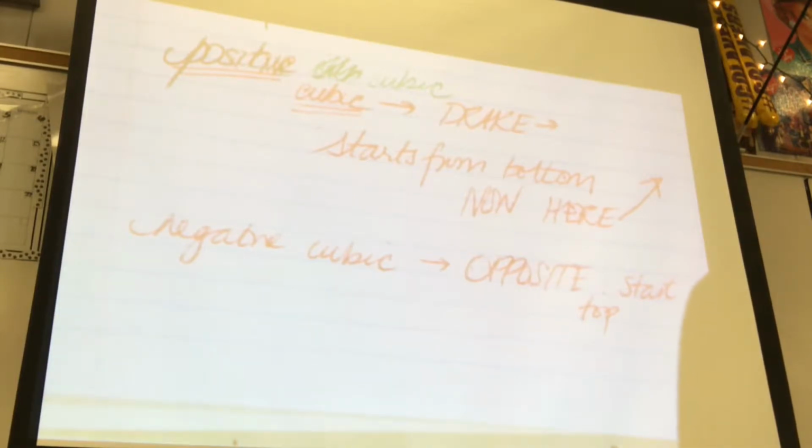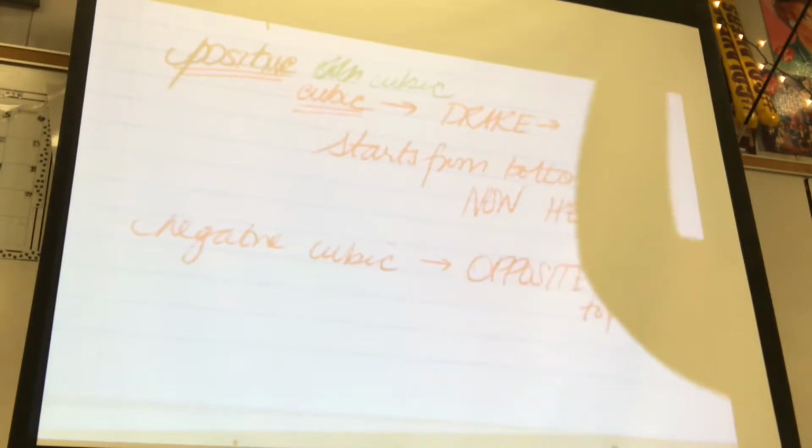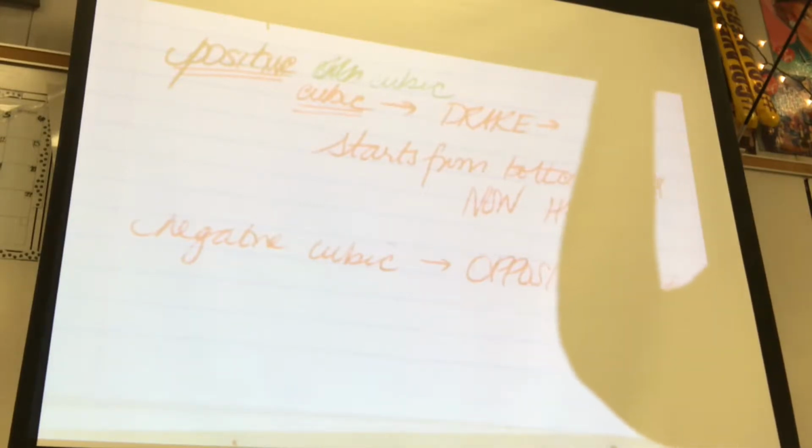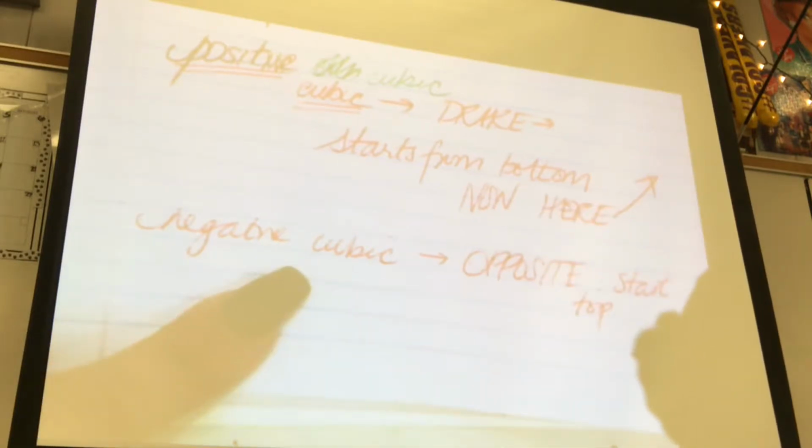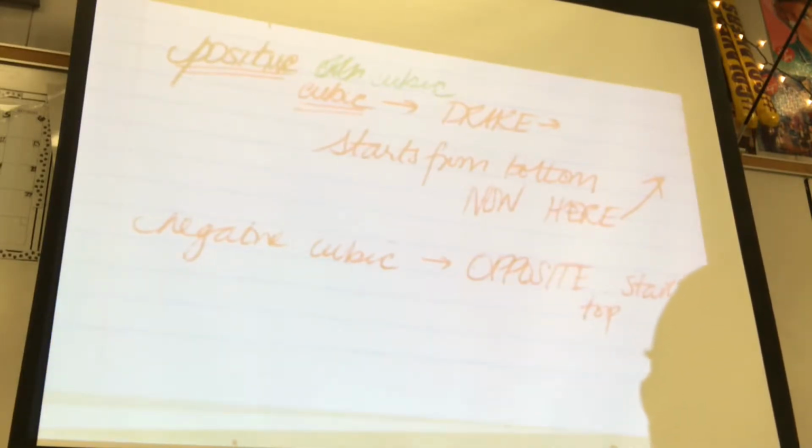So if you are a positive cubic, you started from the bottom, now we're here, you end up at the top. Just like Drake. Got it? If you're a negative cubic, that means you're super duper rich, and then you go in the other direction. Okay?